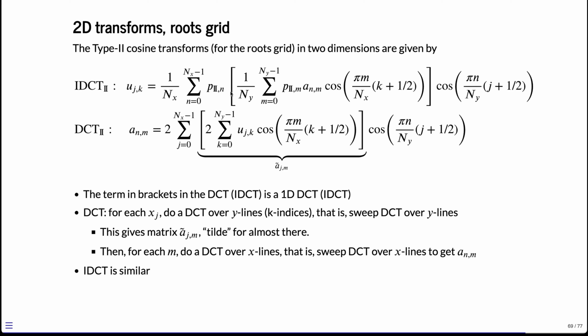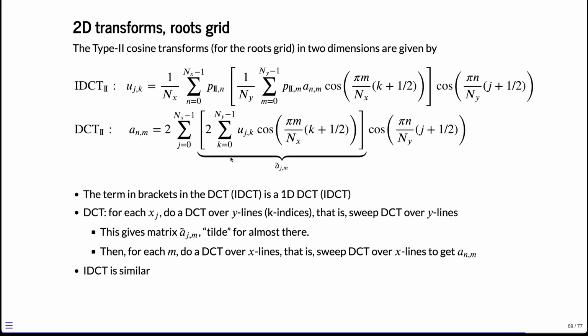The term in brackets is a one-dimensional transform for each of these. So the 2D transform is simply a one-dimensional transform nested within a two-dimensional transform. If we look at the discrete cosine transform, for each value of x, we do a discrete cosine transform over y lines, that is, over the k indices. We're effectively sweeping the discrete cosine transform over y lines as we do that for each x location.